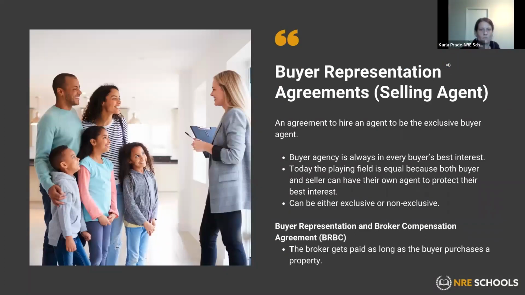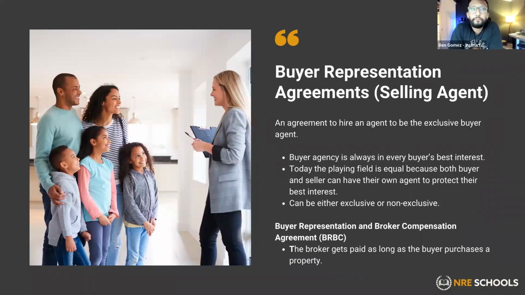Anybody recently buy a property here? Nobody? Maybe? Two years ago. I say you bought a property two years ago. Cool, thank you. Did you work with a real estate agent? No, it's actually a new track home.